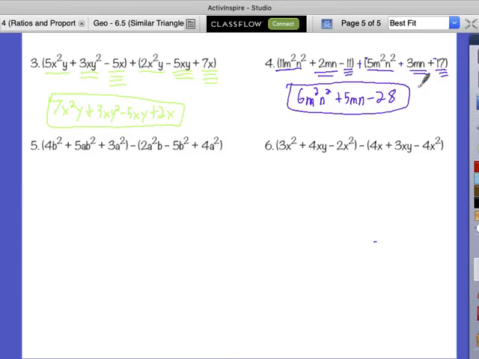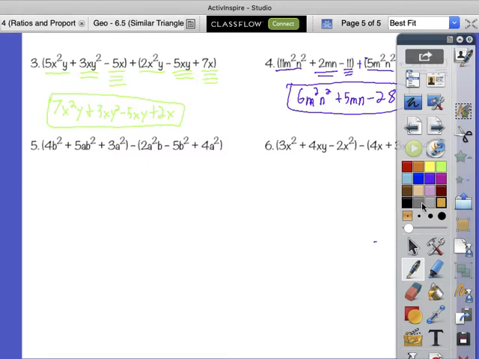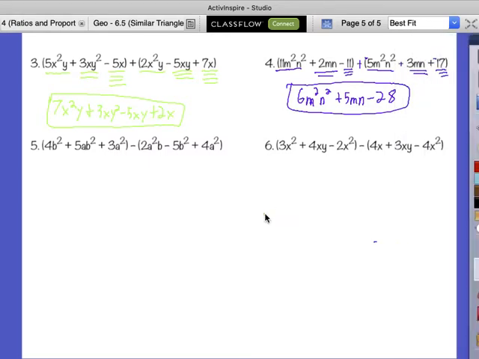Let's talk about this one up here, guys. Very first thing I want to do before I go to anything else is change the subtraction symbol to what? Addition. And I have to change the sign of everything after it. So positive becomes a negative, negative becomes a positive, and positive becomes a negative. That's the very first thing I want to do, okay?